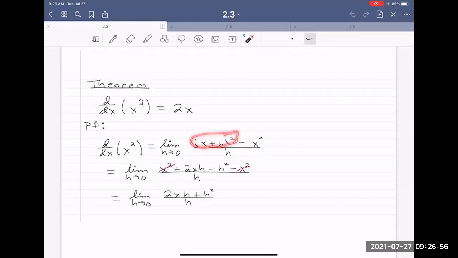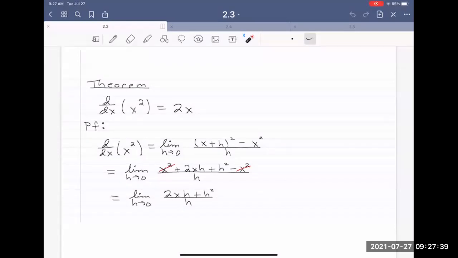Let's use the special product formula, the perfect square trinomial formula, to simplify x plus h quantity squared. And so x plus h quantity squared is just x squared plus 2xh plus h squared. Therefore, this is equal to the limit as h approaches 0 of x squared plus 2xh plus h squared minus x squared, all divided by h. The x squareds cancel. And so this is just equal to the limit as h approaches 0 of 2xh plus h squared divided by h.